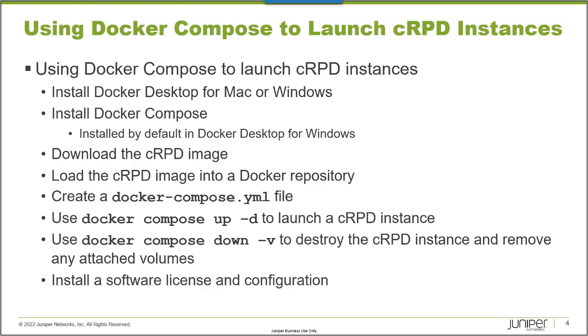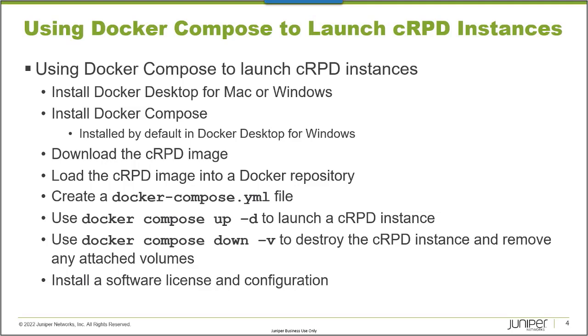Now you need to verify that as part of the Docker installation, Docker Compose was also installed. It's installed by default when you install Docker Desktop for Windows, but from what I understand, for example, with the Linux version of Docker, Docker Compose is a separate installation step. Then I need to download the cRPD image from the Juniper Networks support download site, and then load that into a Docker repository. I'll show you how to perform that step.